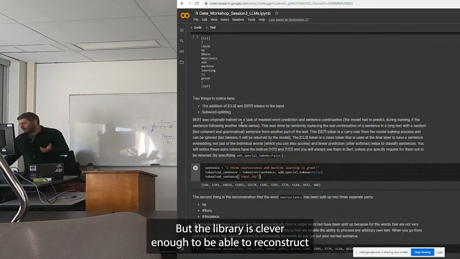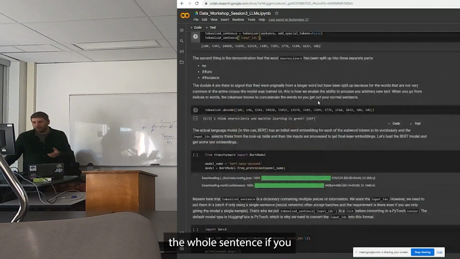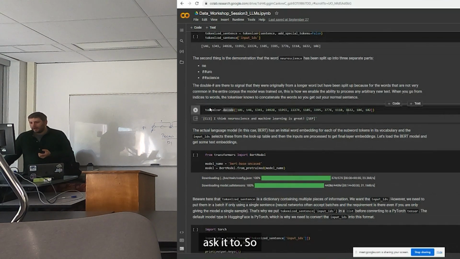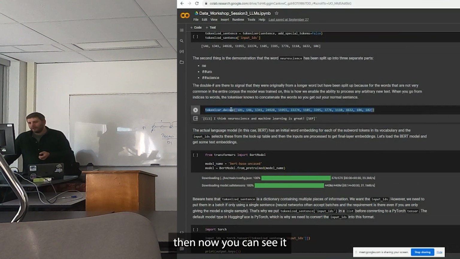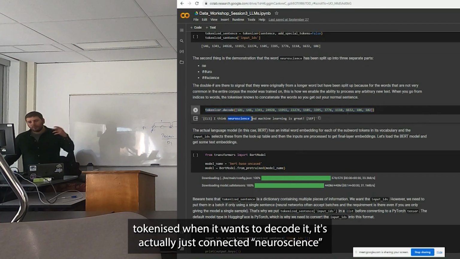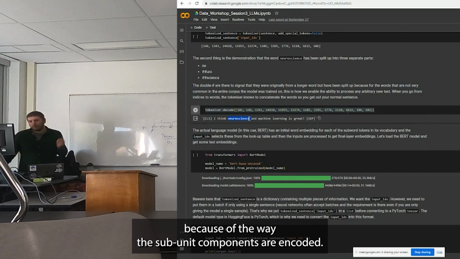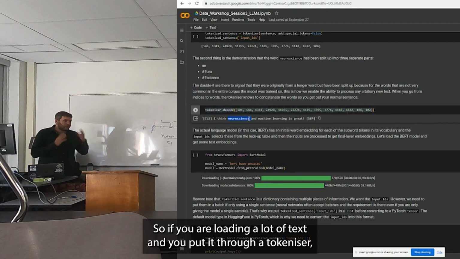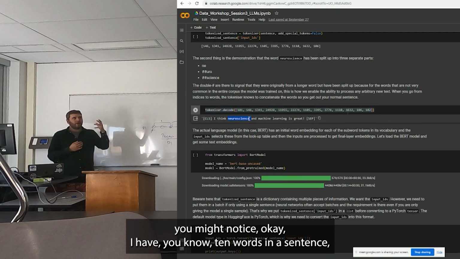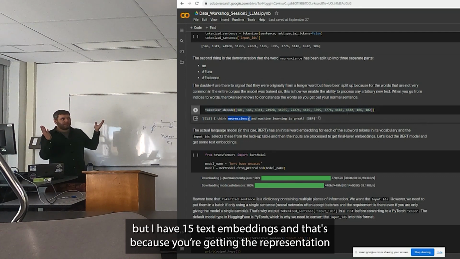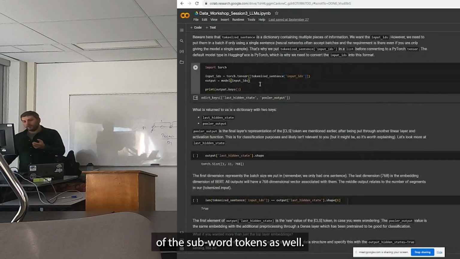But the library is clever enough to reconstruct the whole sentence if you ask it to. So if I put this back in, now you can see when the tokenizer decodes it, it's actually just "neuroscience" again, because of the way the subunit components are encoded. So if you are loading a lot of text into the tokenizer, you might notice, okay, I have 10 words in the sentence, but I have 15 text embeddings, and that's because you'll be getting the representation of the subword tokens as well.